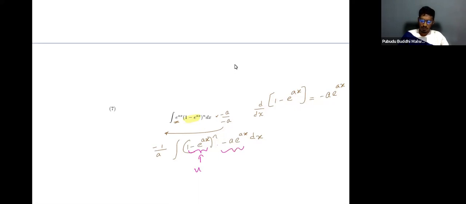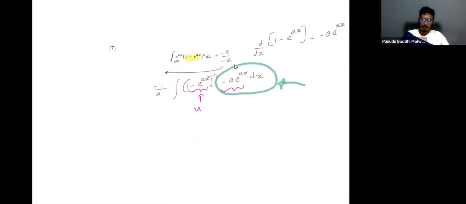Basically, if you observe carefully, you can understand this part is basically du. Minus 1 over a, u to the power of n du, right? Once again, here we can write that form, the form that I mentioned previously. We can use that form.